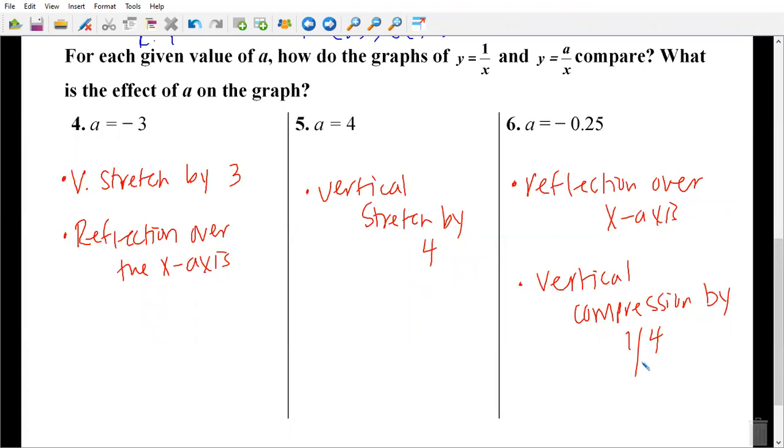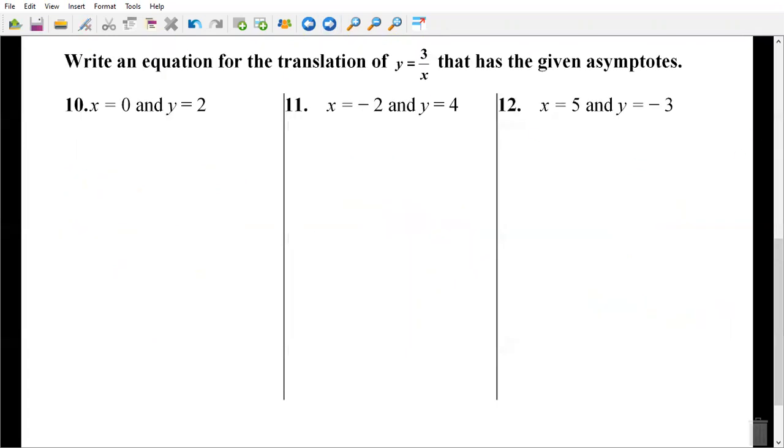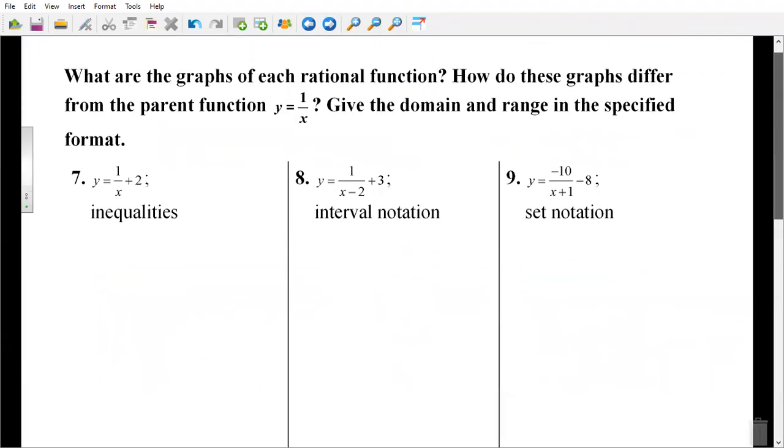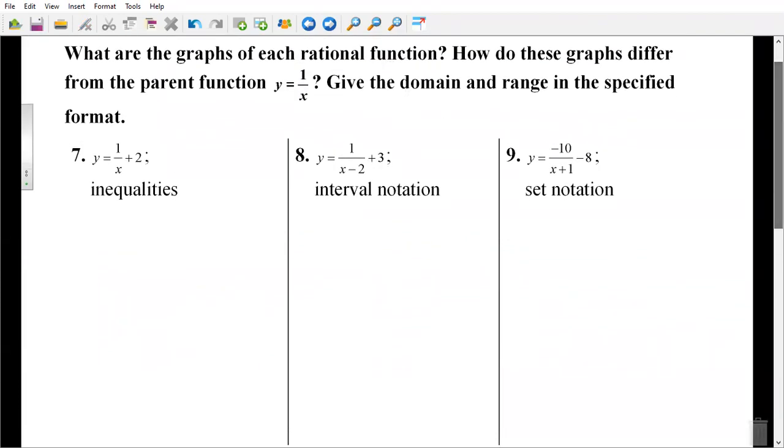Easy enough? All right, let's keep it going. Let's look at a couple more examples. So now we're going to talk about C and D. What happens when we have our C and D variables? What's going to happen to our graph? How does it affect our domain and our range, and go from there?